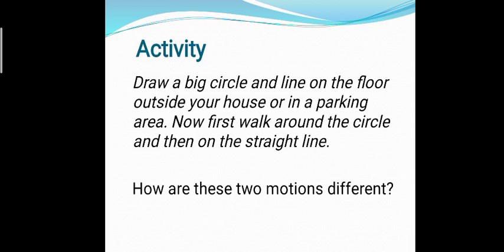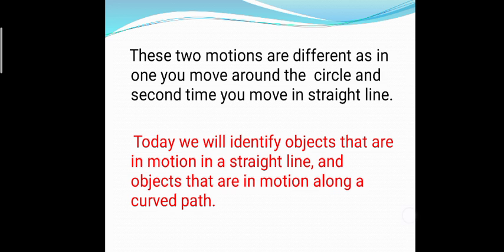Students, how are these two motions different? You can pause your video and try to answer this question. After resuming the video again, see the answer. These two motions are different, as in one you move around the circle and the second time you move in a straight line. So students, today we will identify objects that are in motion in a straight line and objects that are in motion along a curved path.